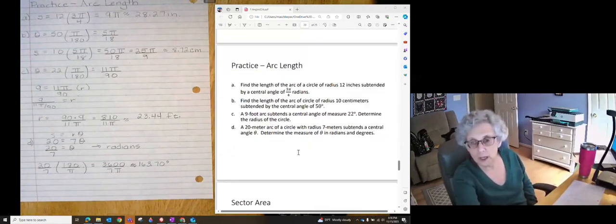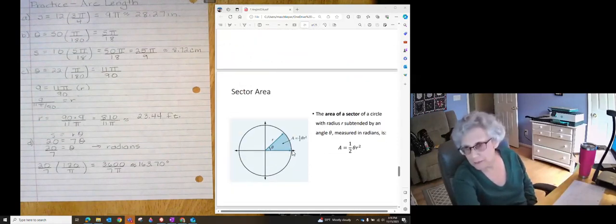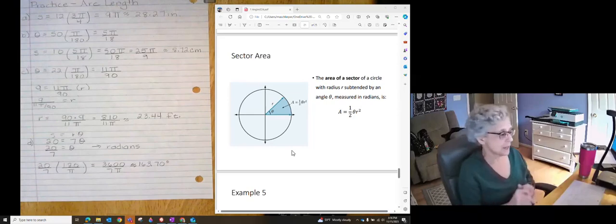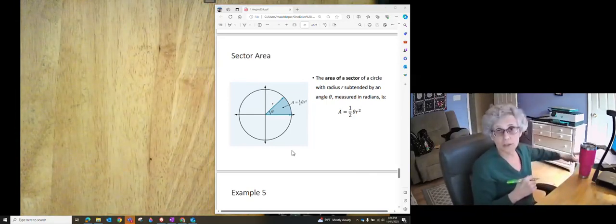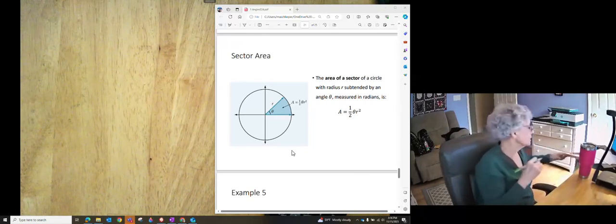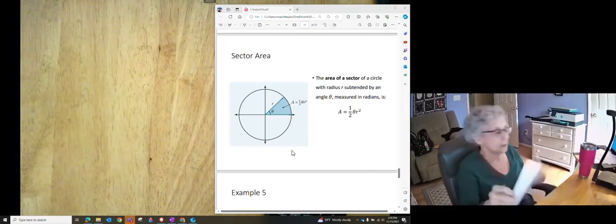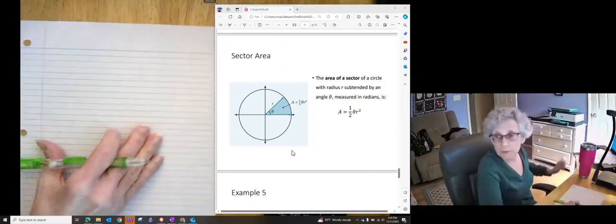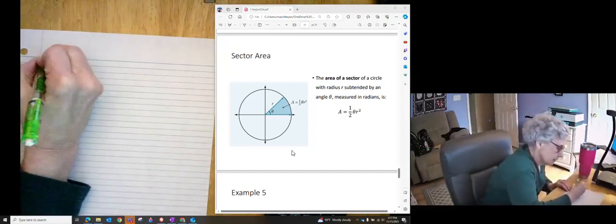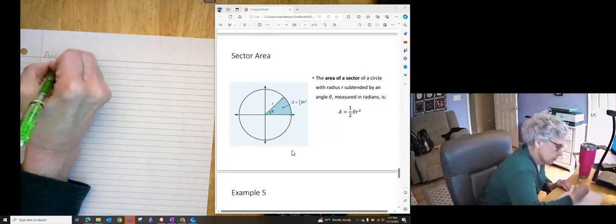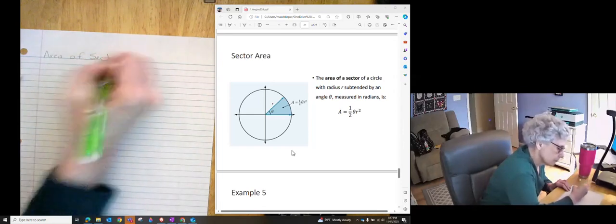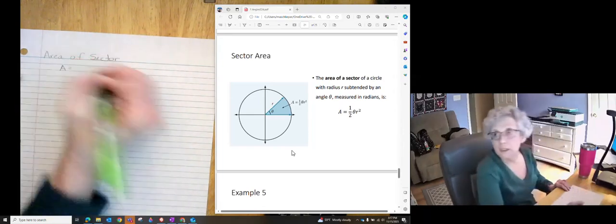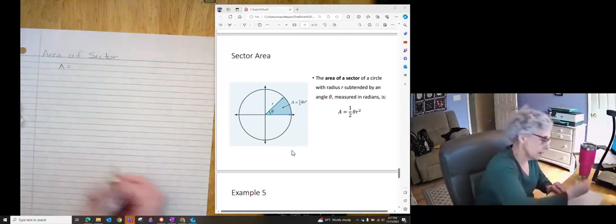Okay, we have area left. The area of a sector, so again, this will be something that you'll want to make a flashcard with this formula. Area of a sector is 1/2 theta r squared.